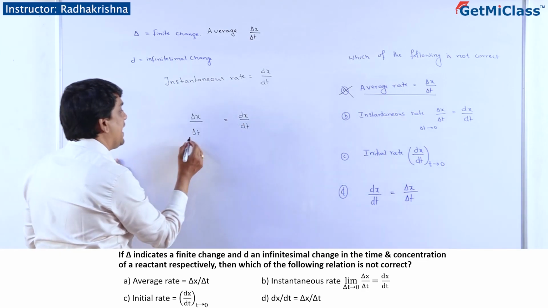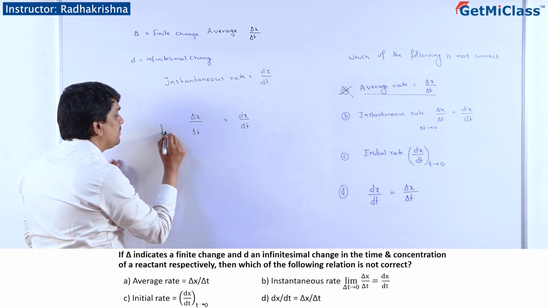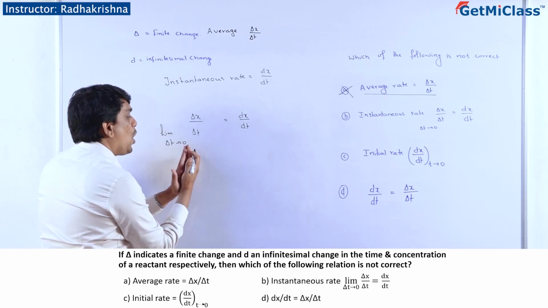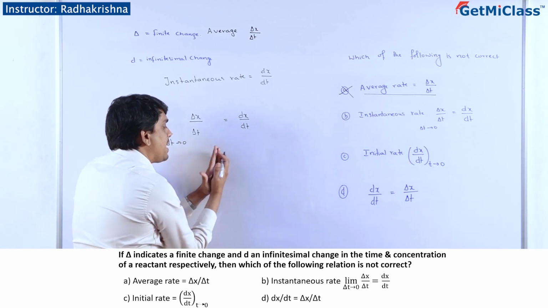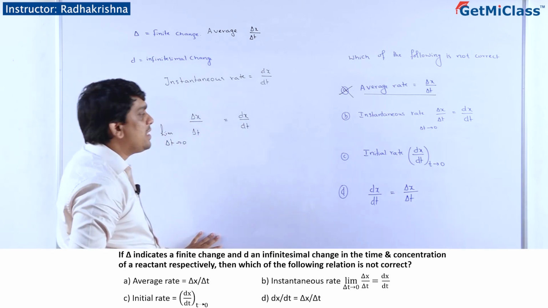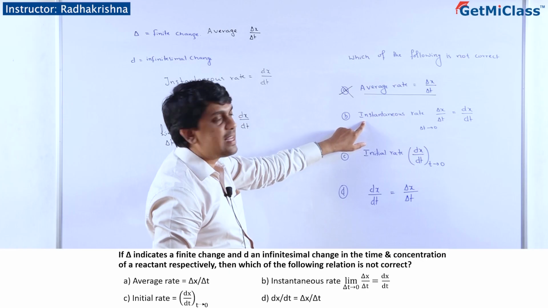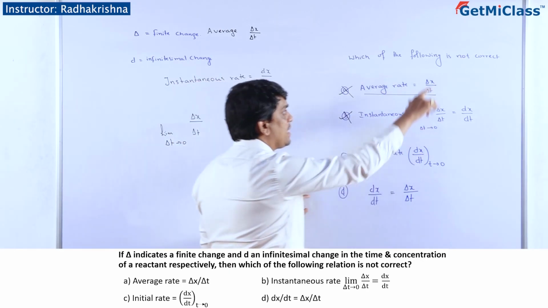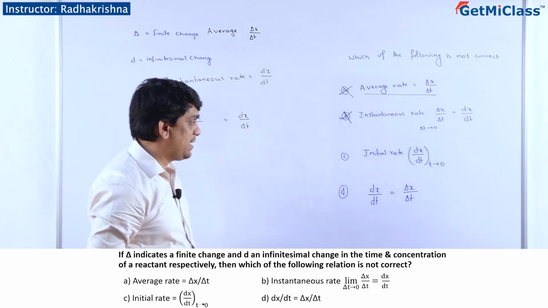That means you are saying that the limit delta t tends to 0 means a long time interval becomes the instantaneous rate. So whether this is given anywhere, I can see that here. So this is right, that means wrong, because I want something which is not correct.